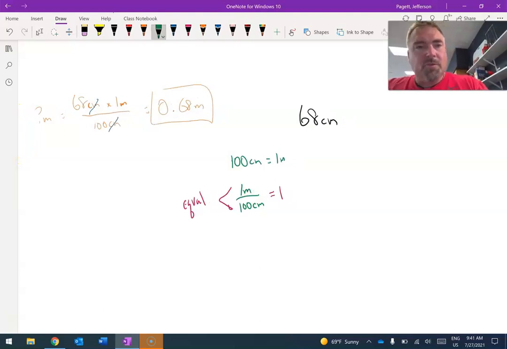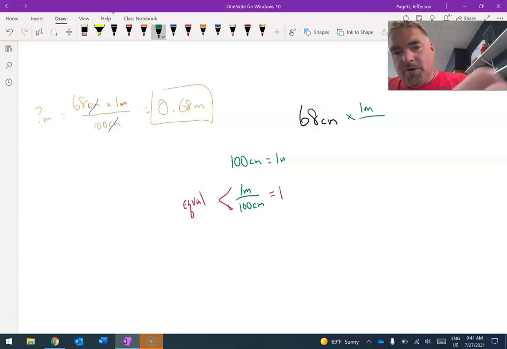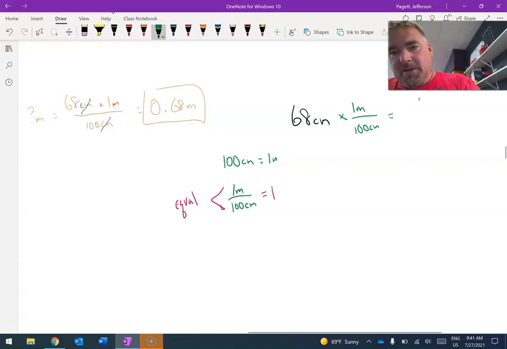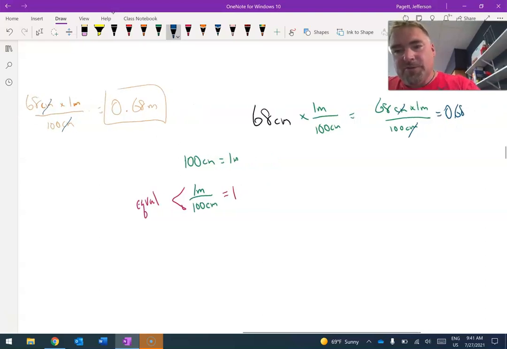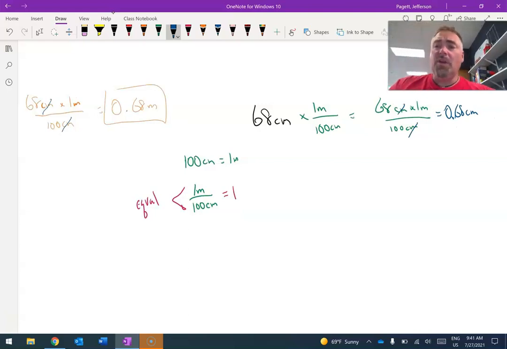So what I'm going to do is multiply by 1 meter over 100 centimeters. And so I end up getting 68 centimeters times 1 meter over 100 centimeters. And you're like, hey, wait, didn't we just do this? Yes, we did. It's the exact same thing. So now my centimeters cancel out, and once again I'm left with that 0.68 meters. Slide this over just a touch. And we're going to get some practice on this.